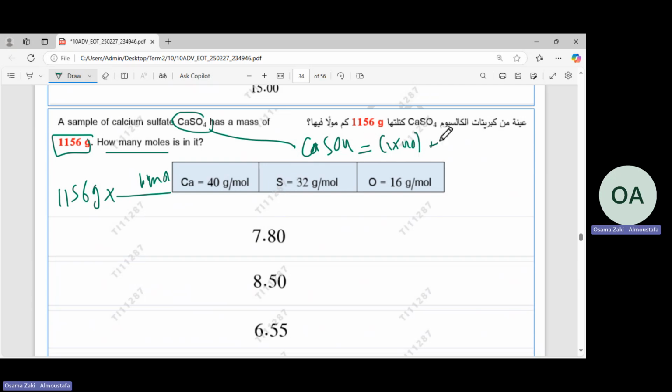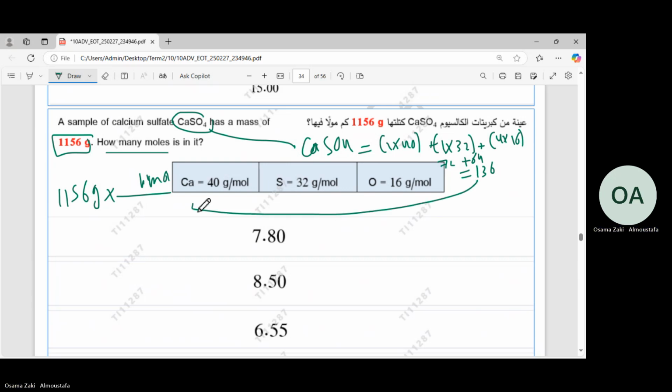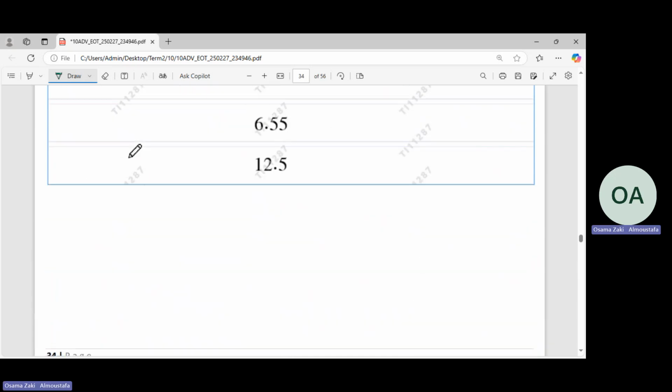How many S do we have here? We have 1. So 1 times 32 plus O. How many O's do we have here? We have 4. So 4 times 16, which is 64. 40 plus 32 is 72. Let's count it: 72 plus 64, so 136. So here we use the molar mass, 136 grams. So we can cancel the grams to find the number of moles.